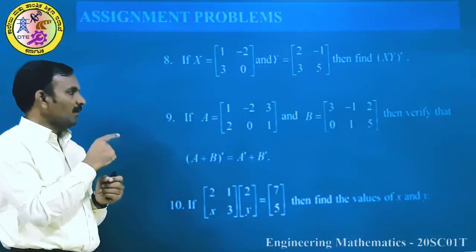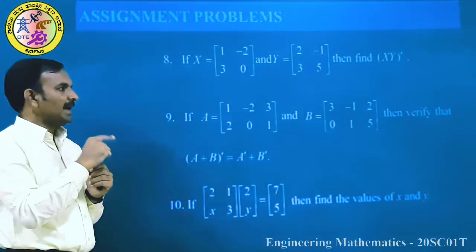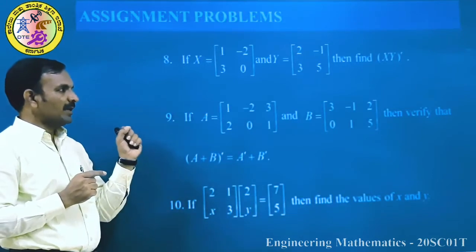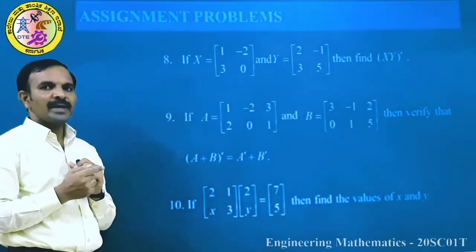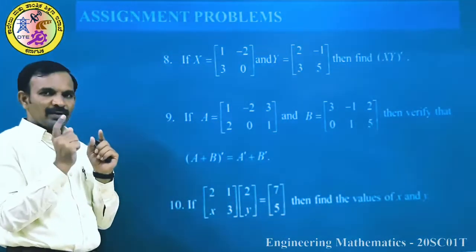Ninth one, if A equal to [1 -2 3; 2 0 1] and B equal to [3 -1 2; 0 1 5], then verify that (A plus B) whole dash equal to A dash plus B dash. First find out left hand side.